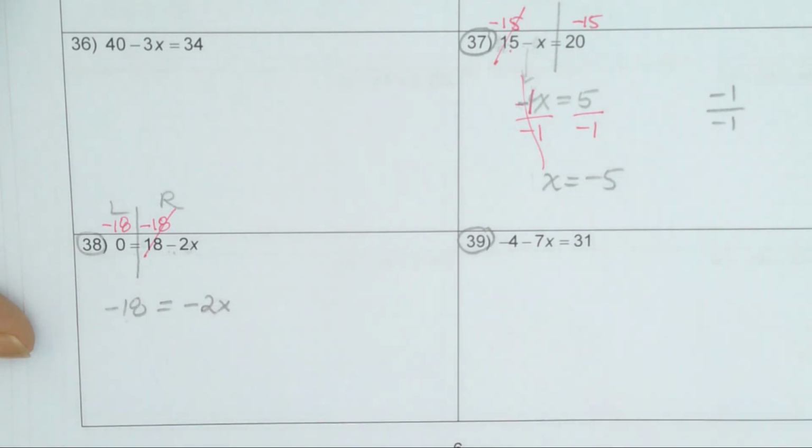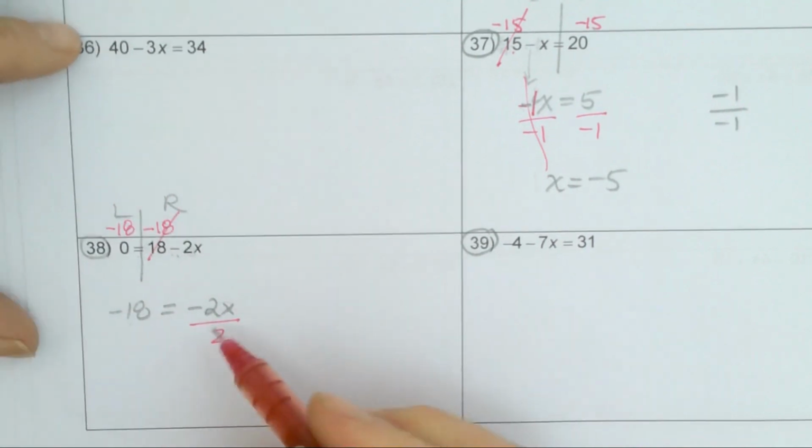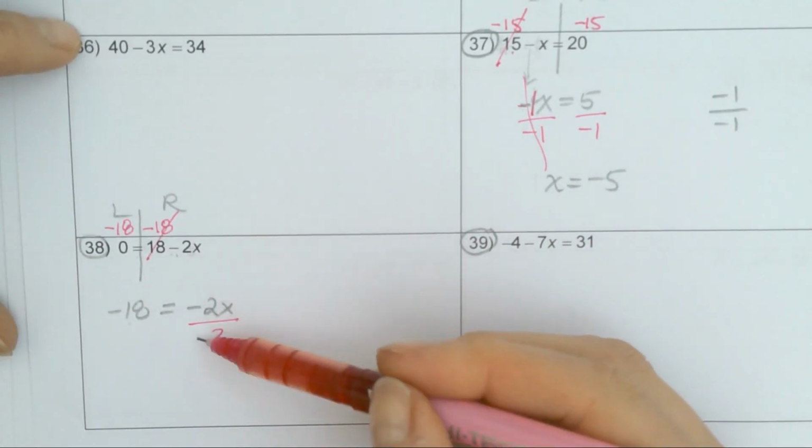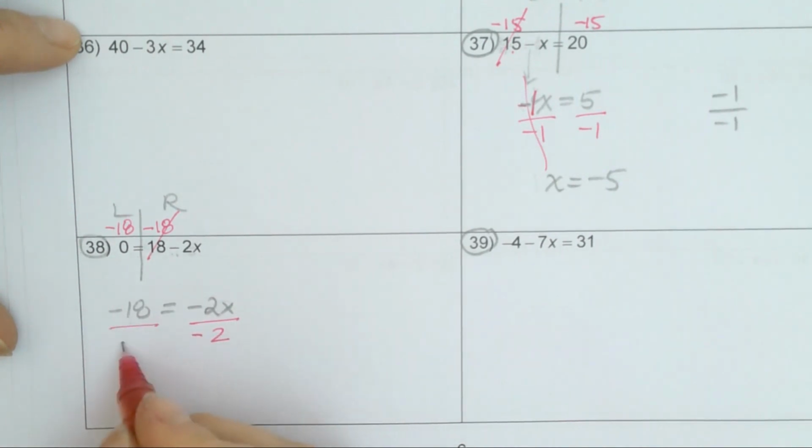So I have to get rid of the 2. Don't just put 2. It has to be exactly the same. It has to be negative 2. Because it has to be exactly the same up and down. If I do it to this side, I have to do the same to that side.